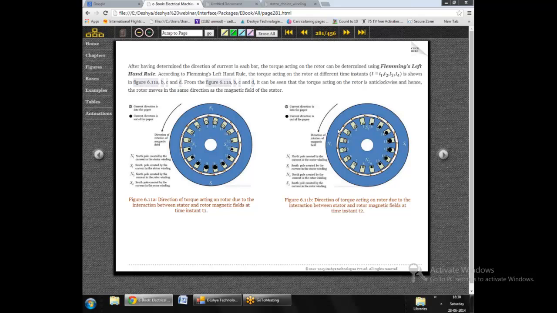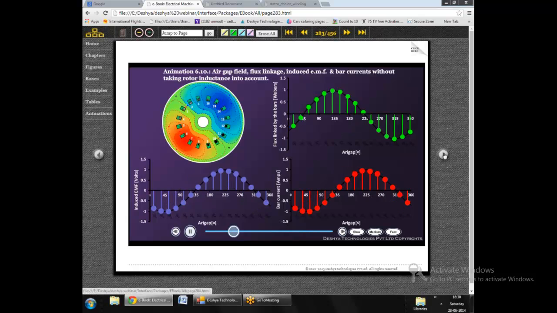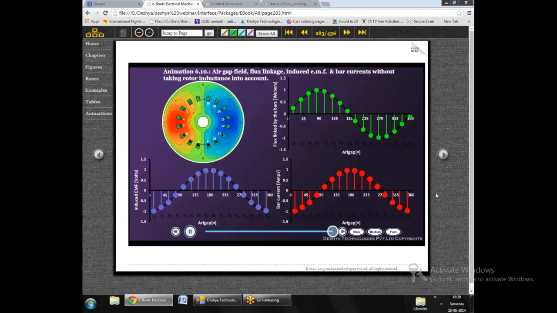Similarly, at time instant t2, when the magnetic fields have rotated by 90 degrees, we can again see the direction of the torque acting on the rotor periphery. So we can see that at each instant of time the direction of the torque acting on the rotor periphery is tangential, and hence the rotor starts to rotate in the anti-clockwise direction. So this explains how the interaction of the two magnetic fields eventually results in the production of the torque in the cage rotor induction motor.